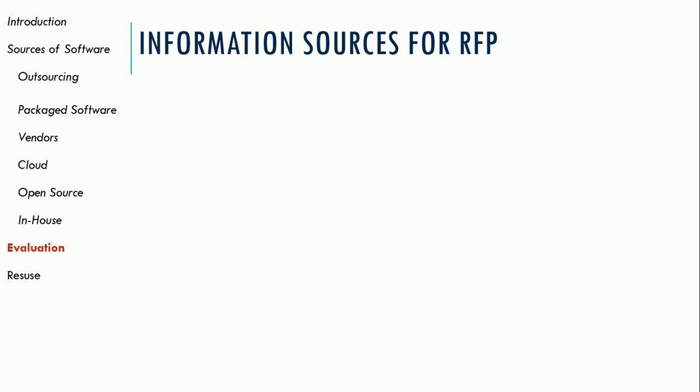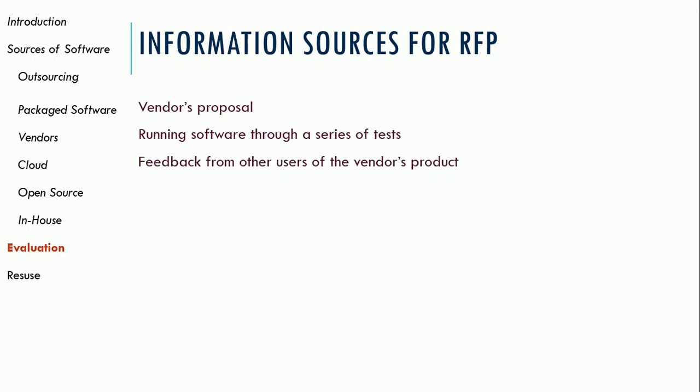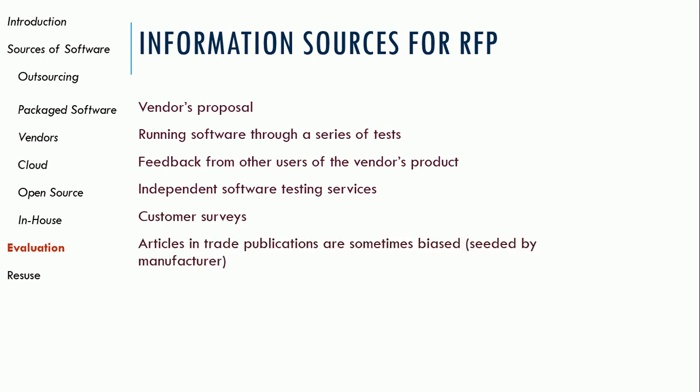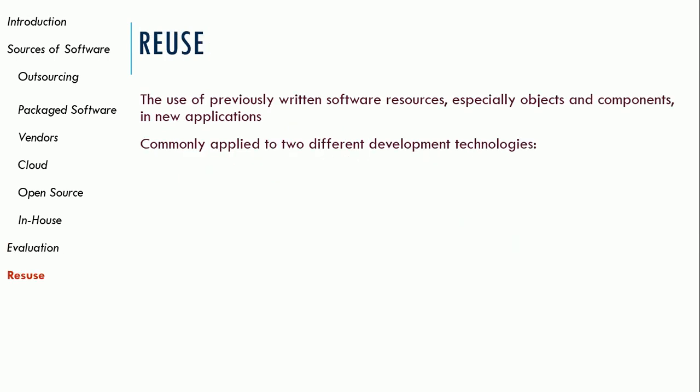And you can take their responses and compare them to what you could do in-house or what you could outsource. So you could look at all these different options instead of just getting off-the-shelf software. Your textbook talks about how some people use vendor proposals to get this information. They could use a series of tests, feedback from other users, independent software testing services, customer surveys, calling and getting references, and things like that.